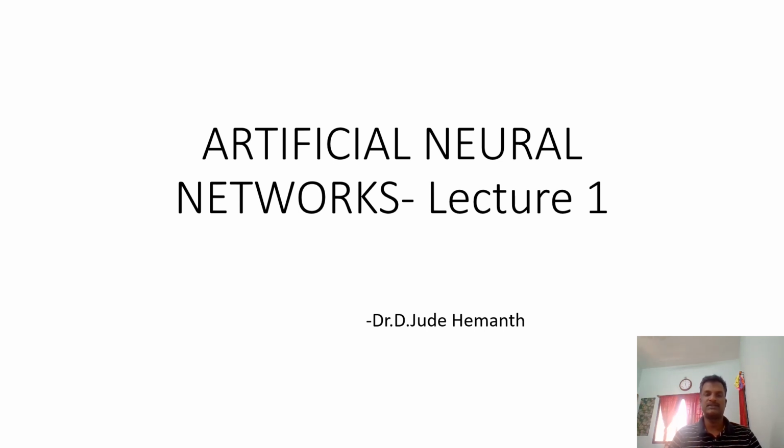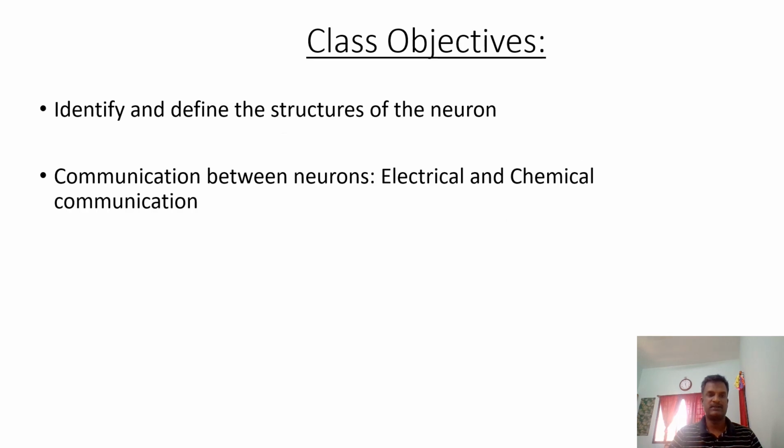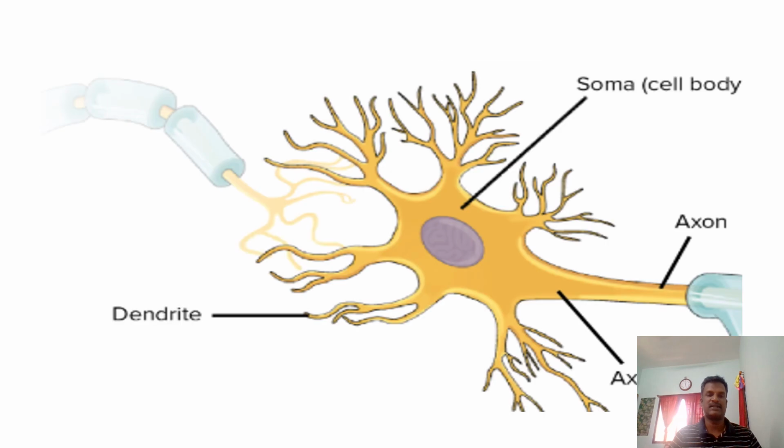Hello and welcome to the first lecture of Artificial Neural Networks. In this lecture, we are going to study the different structures of the neuron and also the communication between neurons, in the sense of how the electrical and chemical properties of the human brain are responsible for communication between two human beings. These are the two topics which we are going to look at in this class.